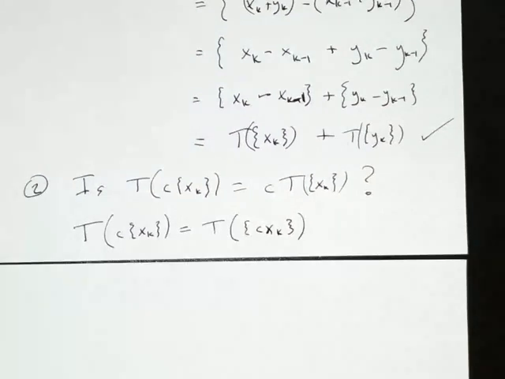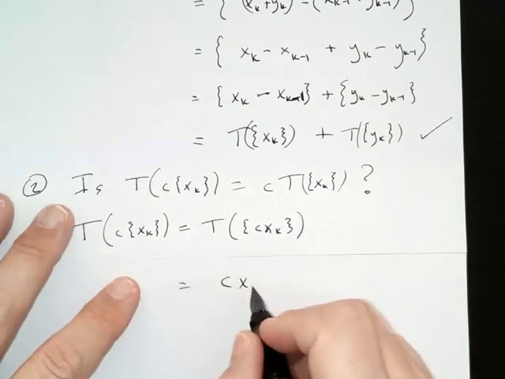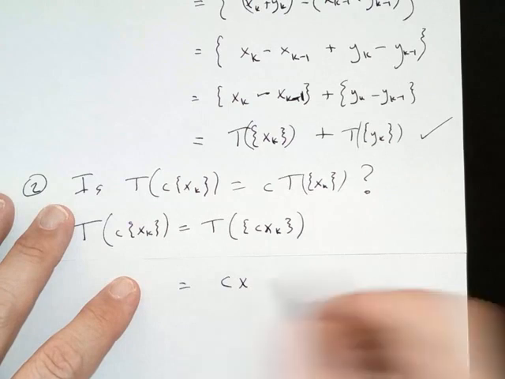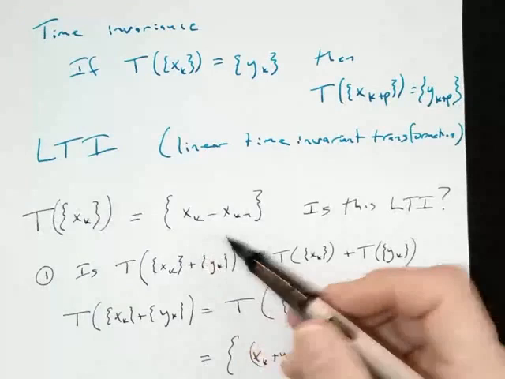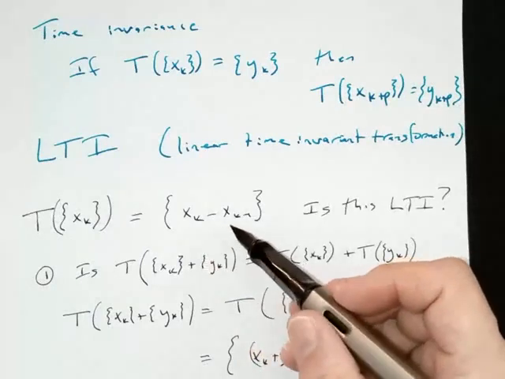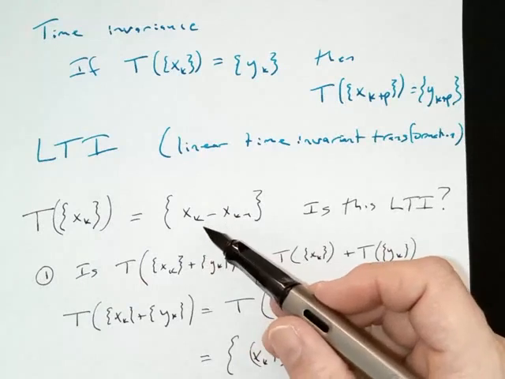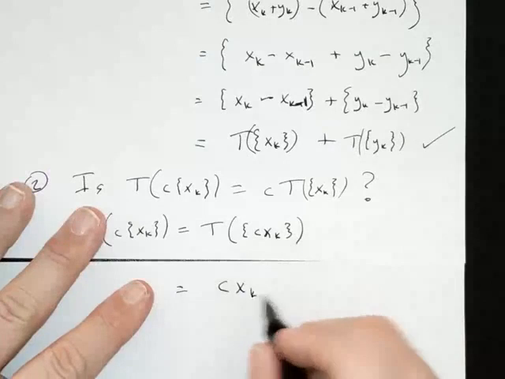So I multiply the signal by the constant. Then I do T to that. What does T do? Cx_{k-1}. My transformation itself is the subtraction of two things. I need x_{k-1}, but I also need x_k in there, right? Yeah. And both of those will have c's on them.